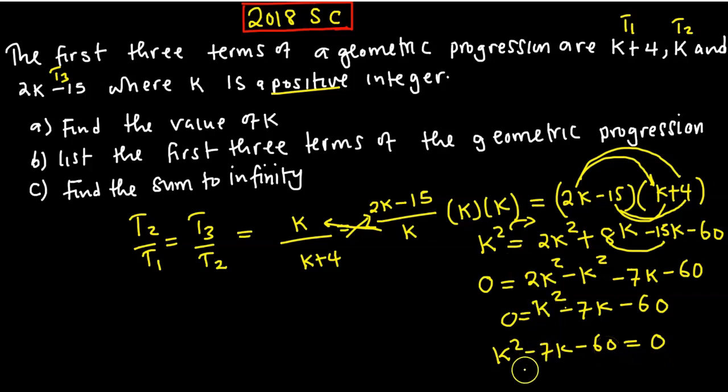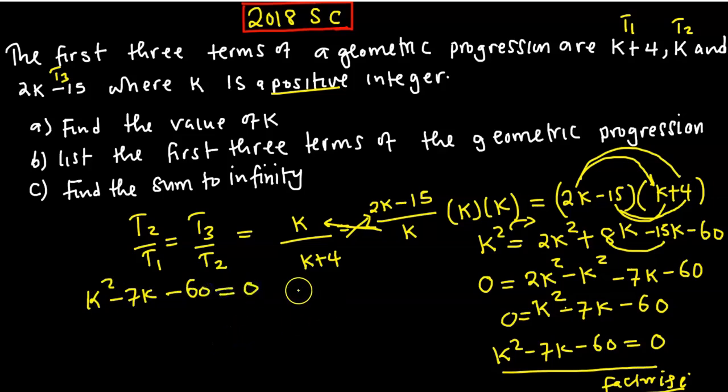Okay, so which method are we going to use? We are going to use the factorization method. So we are going to factorize this. I hope you know how to factorize. So let me bring it here: K square minus 7K minus 60 equal to 0.